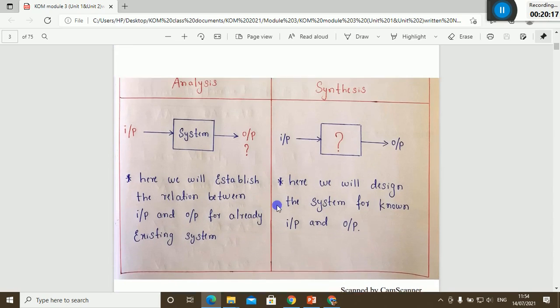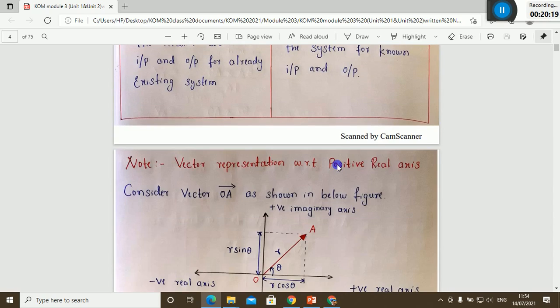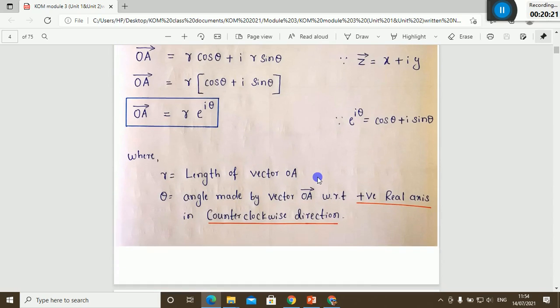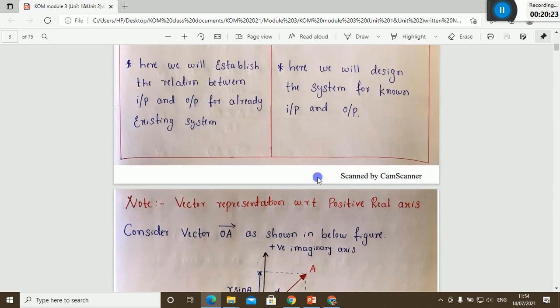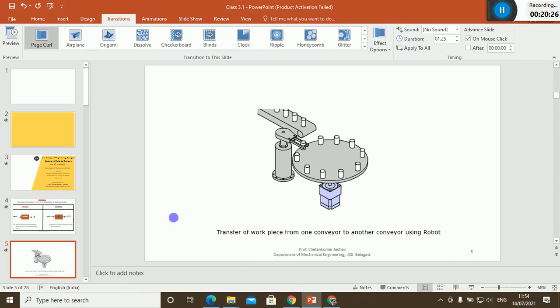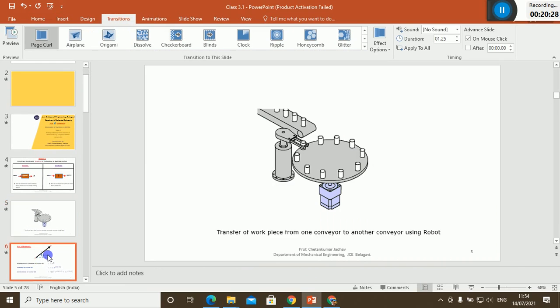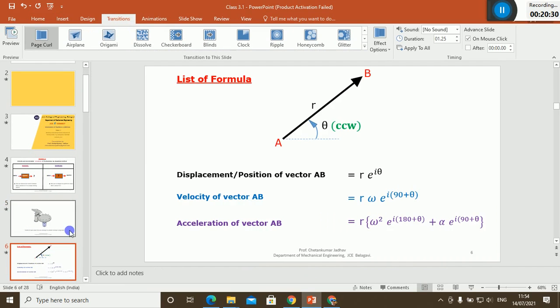So I have already discussed this also. Then after this, just wait for a second. Just take down this figure.